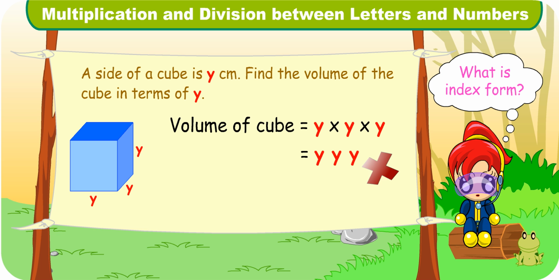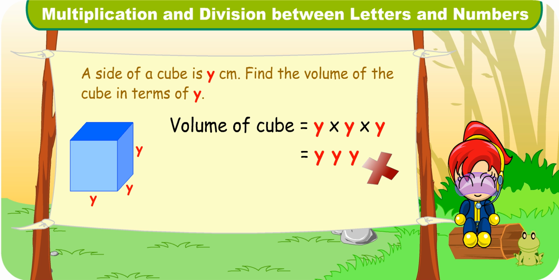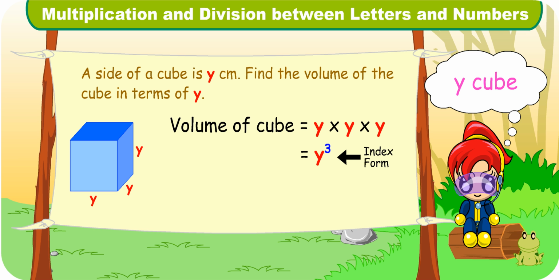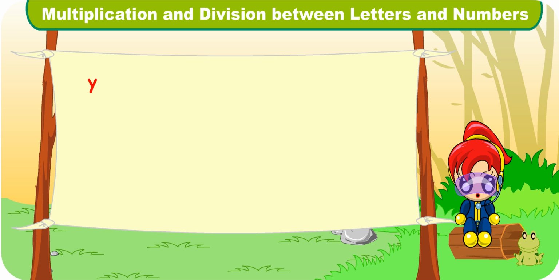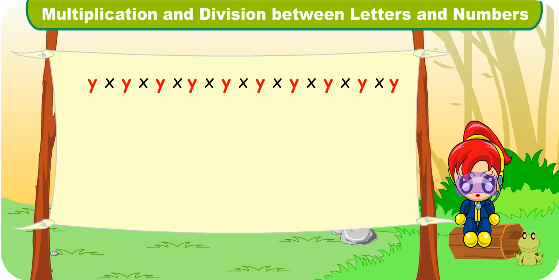What is index form, teacher? Here it is. We put 3 in the upper right corner of the letter y to show that y times itself 3 times. We read it as y cubed. That's much simpler, teacher. So if y times itself 10 times, I don't need to write a very long expression. Instead, I put 10 in the upper right corner of y like this.